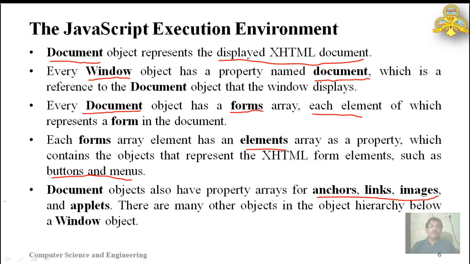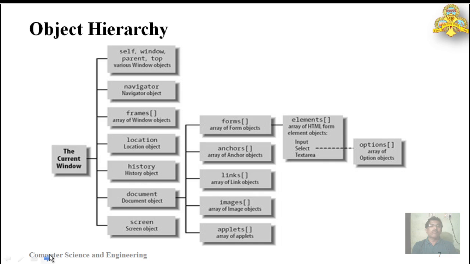And there are many other objects that come under the hierarchy below the window object. Here is the object hierarchy taken from the JavaScript documentation website. Observe the current window. Under that is the property document object. That document object has the forms object and also anchors, links, images, applets. Again, forms may have many other elements, that is the elements array. It may have element objects, for example input, select, textarea, etc. Again, select may contain an array, that is options.